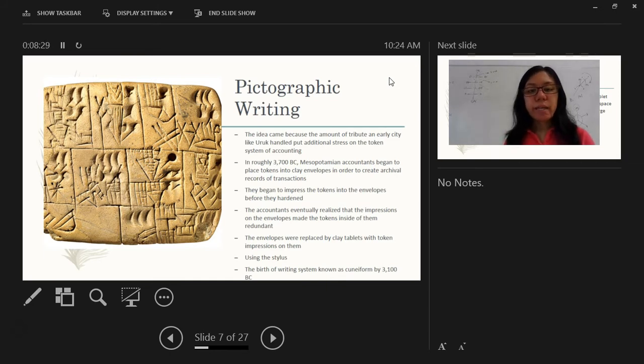So they began to impress the tokens into the envelopes before they hardened. But the accountants eventually realized that the impressions on the envelopes made the tokens inside of them redundant. So they replaced the envelopes with clay tablets with token impressions on them. The picture there is the clay tablets, and they are using a stylus to carve the symbols on the clay. And so they created a writing system known as cuneiform by 3100 BC.